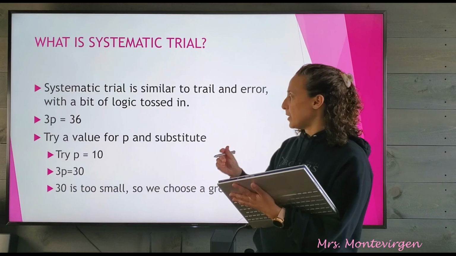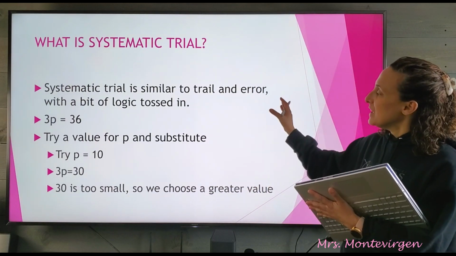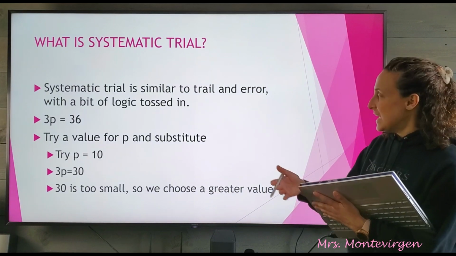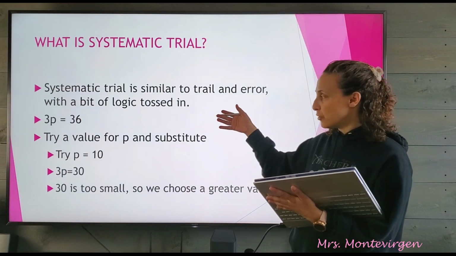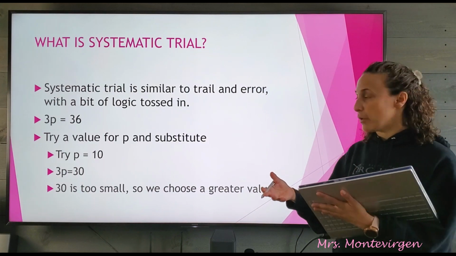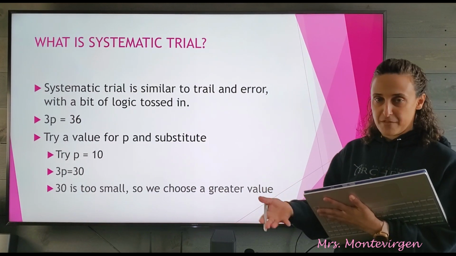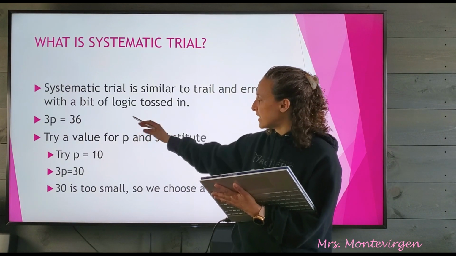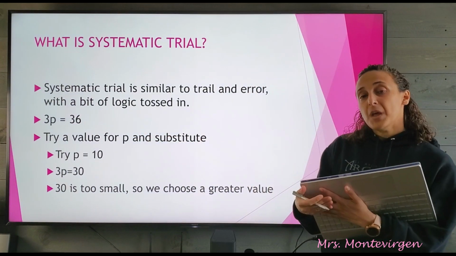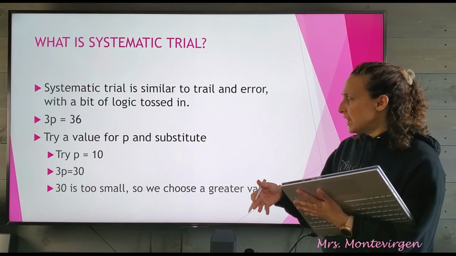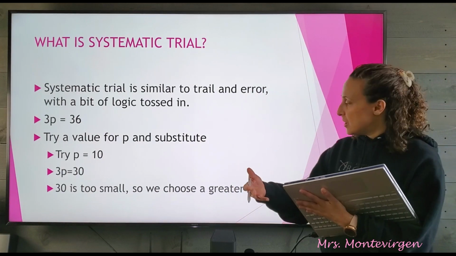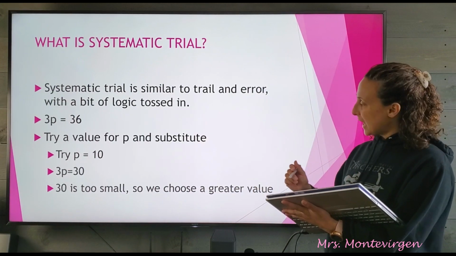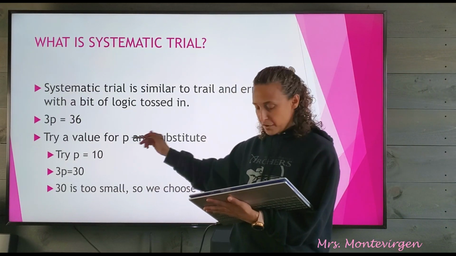Now, let's talk a little bit about systematic trial. The good way to think about what this is, you're basically using trial and error in order to try to figure out whatever that variable is. So if I take 3p equals 36, with systematic trial, I would come up with different numbers. I would just hazard a guess, fill it in there, and see if the equation is true. So let's go. I have an example right down here for us.